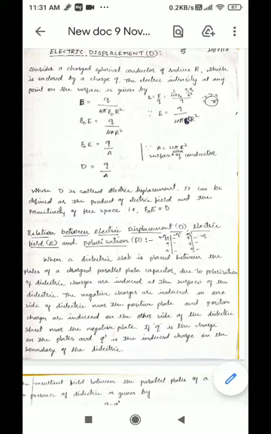Here D is called electric displacement and it can be defined as the product of electric field and the permittivity of free space, that is epsilon naught into E equal to D. Now comes the relation between D, E and P.